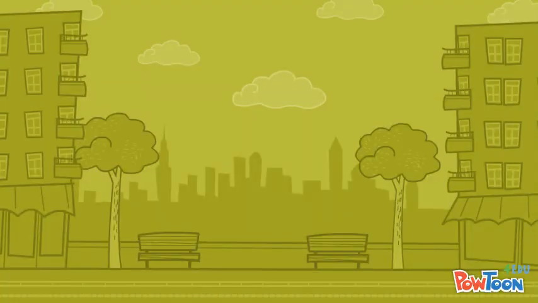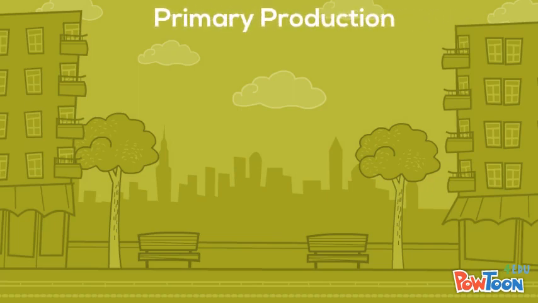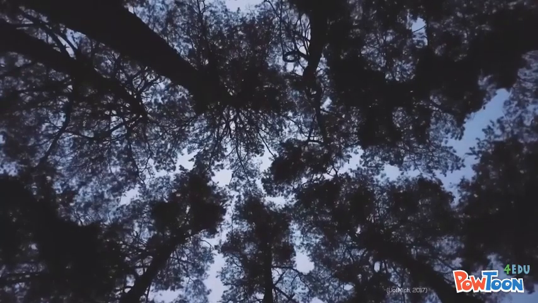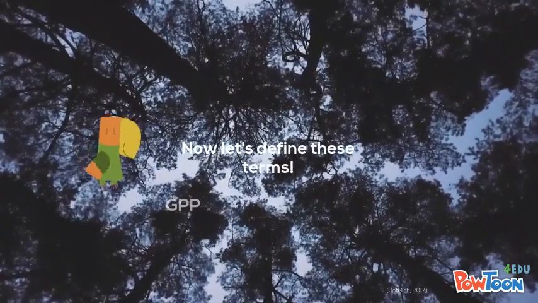Before we start to define GPP, NEP, and NPP, let's first talk about what an ecosystem's primary production entails. Primary production is when autotrophs, organisms that can make their own energy, use biological processes such as photosynthesis to create new chemical compounds, such as glucose, that result in biomass. Now, let's define these terms.